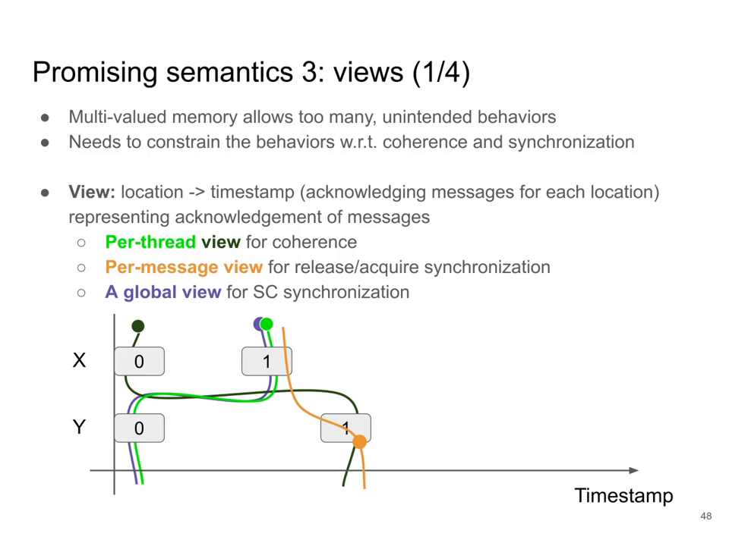So coherence means that, for example, if you read from the same location twice, then the later read should somehow read a later value than the previous one. So when a single thread executes the accesses to the same location, then the accesses should be somehow congruent with each other. They should respect the order.